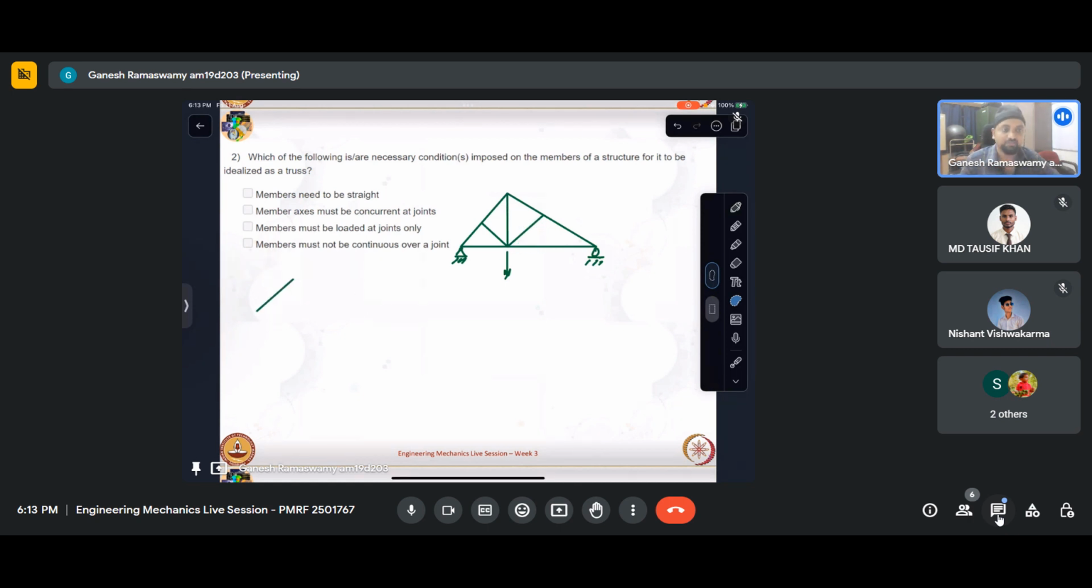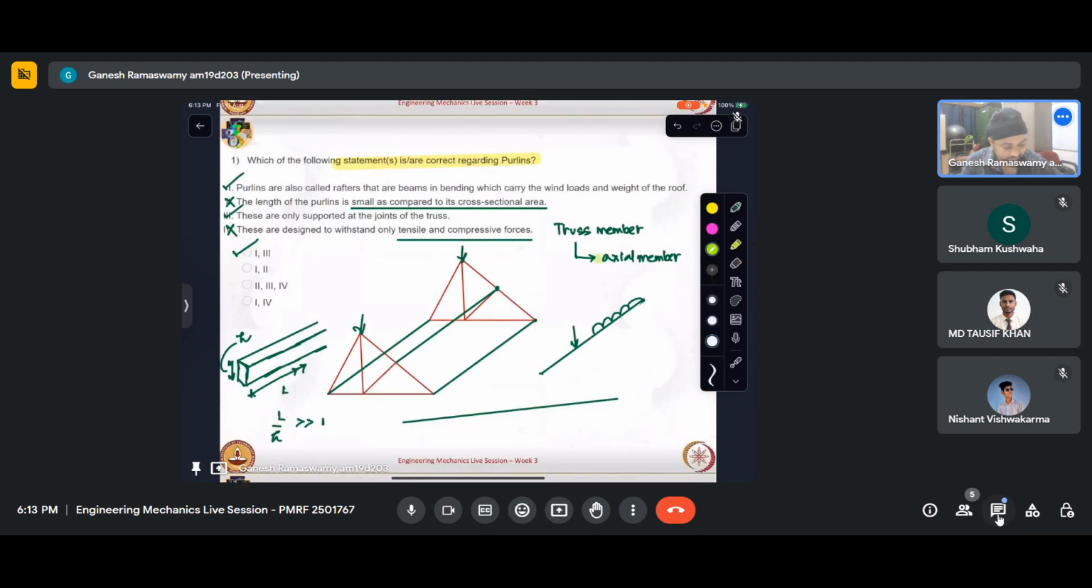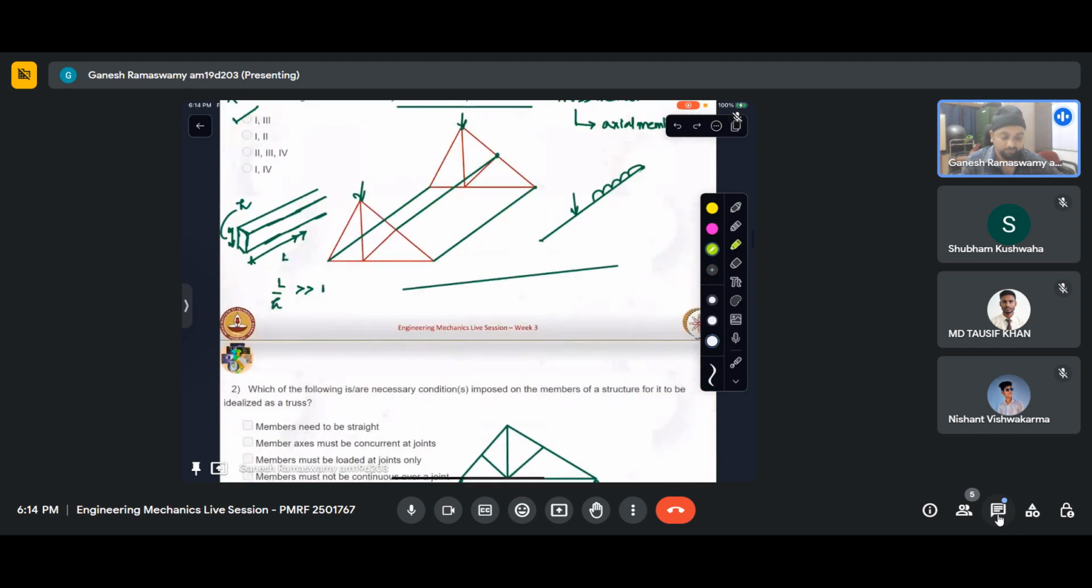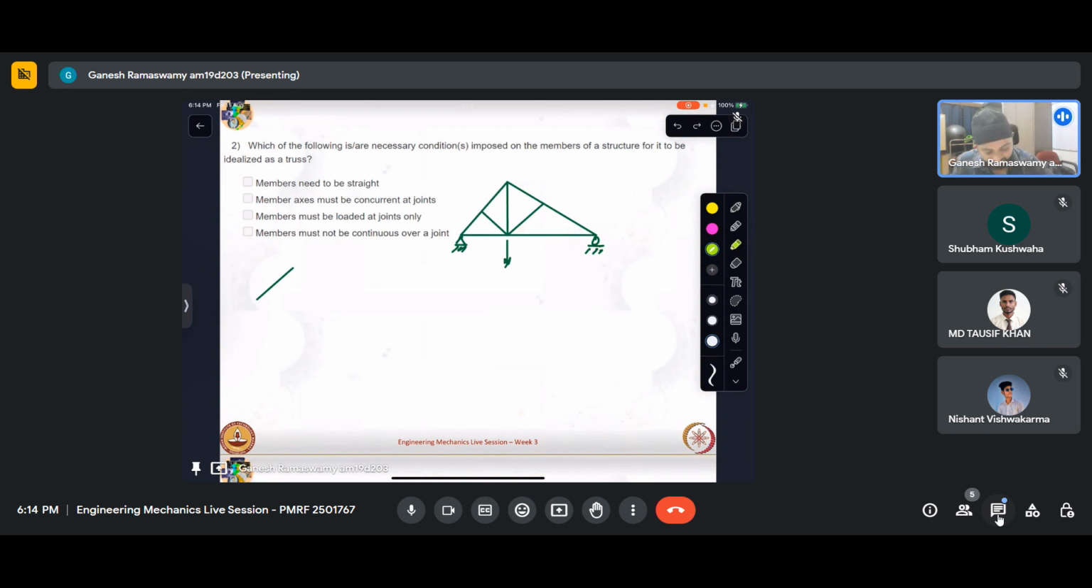There are some constraints that the members have to respect in order for the structure to be analyzed as a truss. The main idea behind a truss is that it is made up of axial members, as we saw here. These are axial members, meaning they can take only tension or compression, or no load in some particular configuration. So they cannot bend. With that background of understanding, if we look at these options: members need to be straight. So let us see what happens if a member is curved.